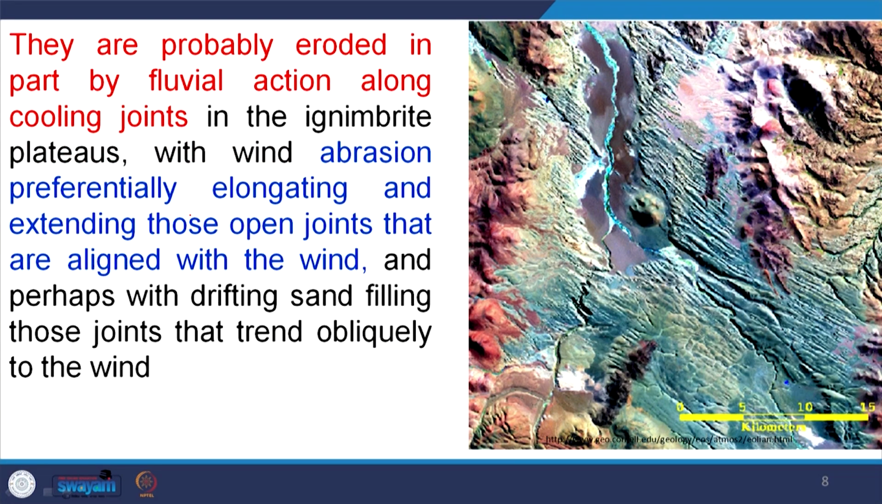On the plateau, the abrasion preferably elongated and extended those open joints that are aligned with the wind, and perhaps drifting sand filled those joints that trend obliquely to the wind directions. So, these are the grooves which are formed in the ignimbrite, and these grooves are filled with sandy material or the abraded material from these wind directions.